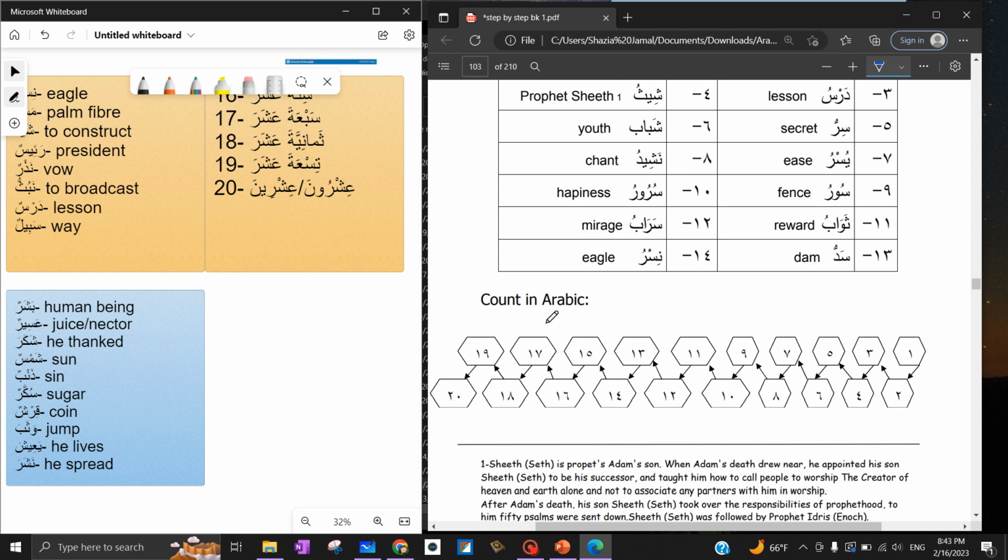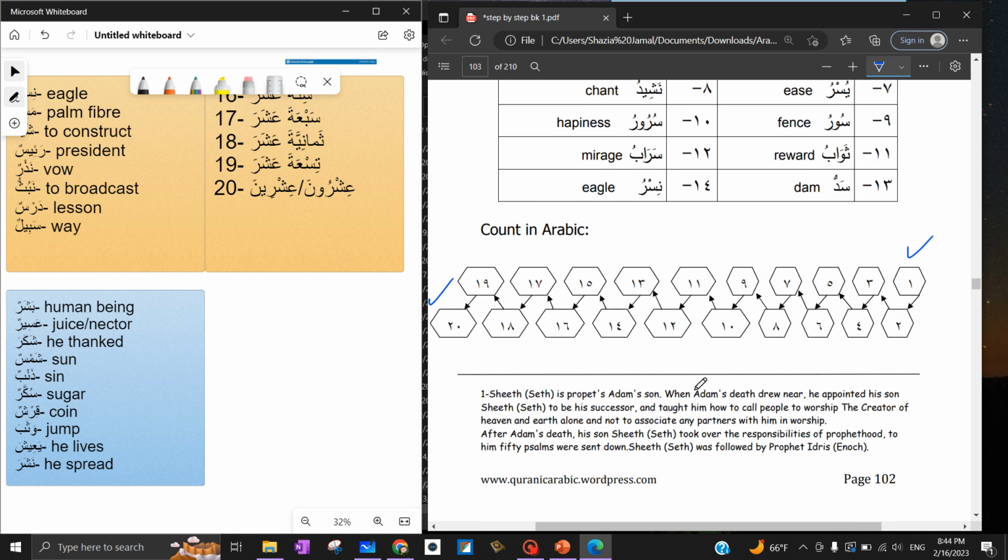Now, Alhamdulillah, we have completed the Arabic numbers in figures and in number names also from 1 to 20. So, Alhamdulillah, at the end of this unit, we have completed the letters and the numbers from 1 to 20.